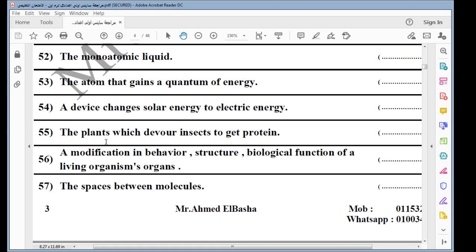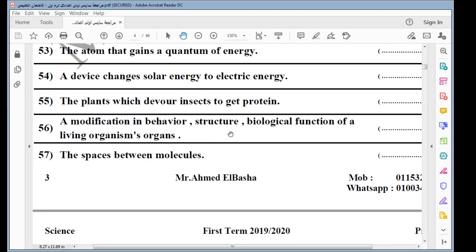55: the plants which devour insects to get protein. Of course, we call these insectivores or insectivorous, the plants that always feed on insects. Okay, 56: a modification in behavior, structure, or biological function of a living organism's organ. Of course, this is adaptation.